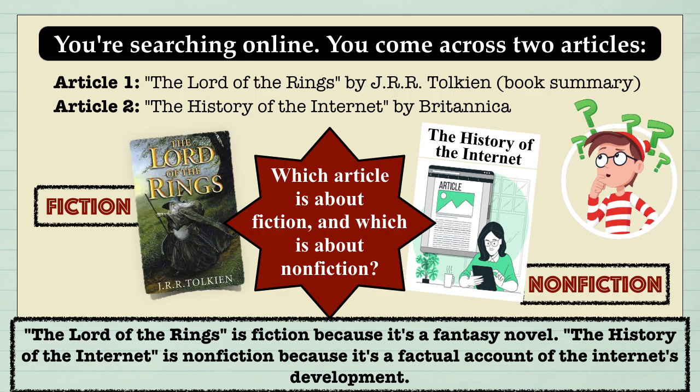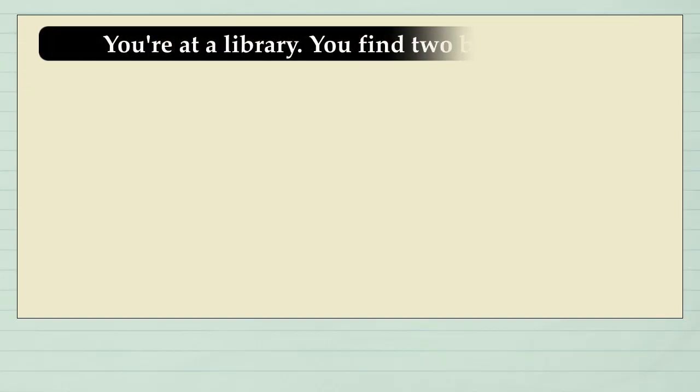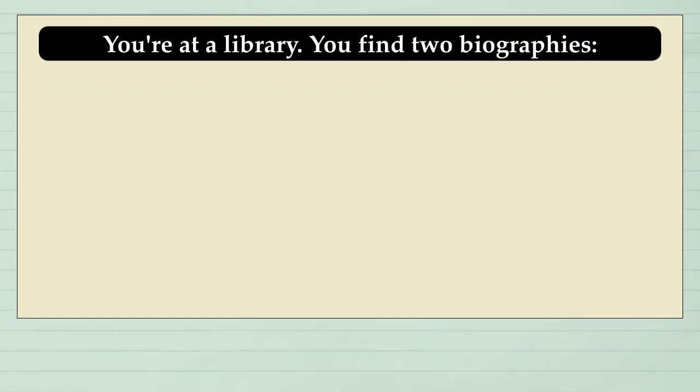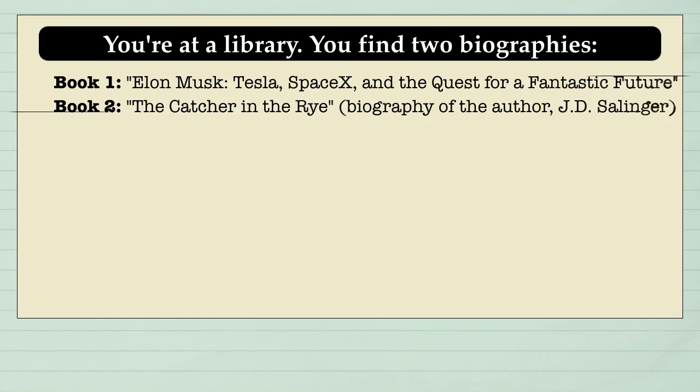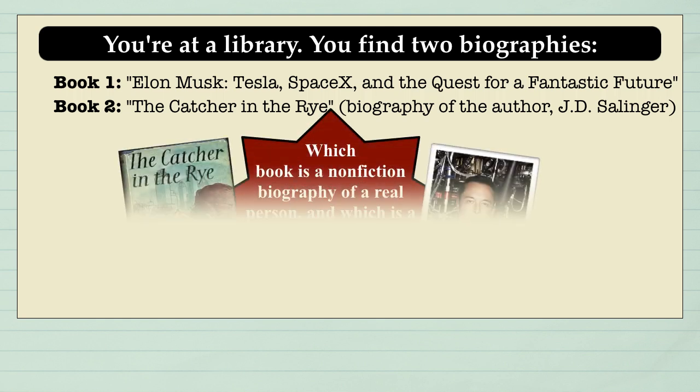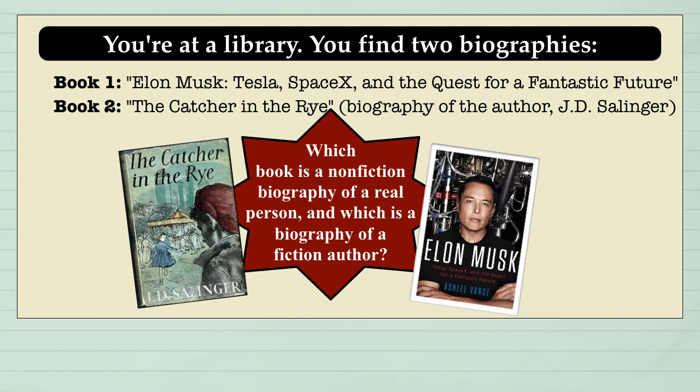Ready for the next one? You are at a library. You find two biographies. Book 1, Elon Musk, Tesla, SpaceX, and the quest for a fantastic future. Book 2, The Catcher in the Rye, biography of the author J.D. Salinger. Which book is a non-fiction biography of a real person and which is a biography of a fiction author?